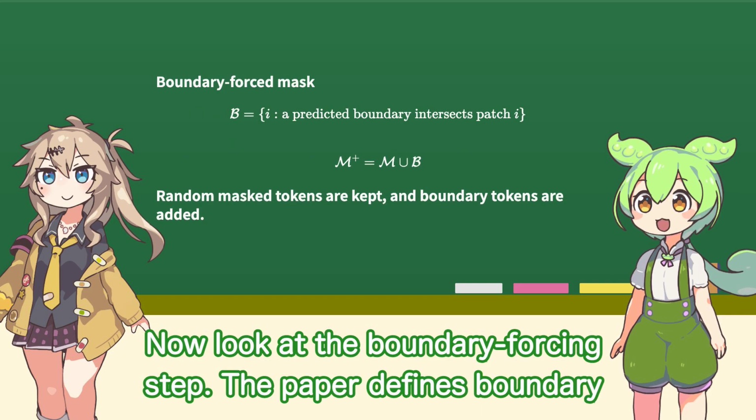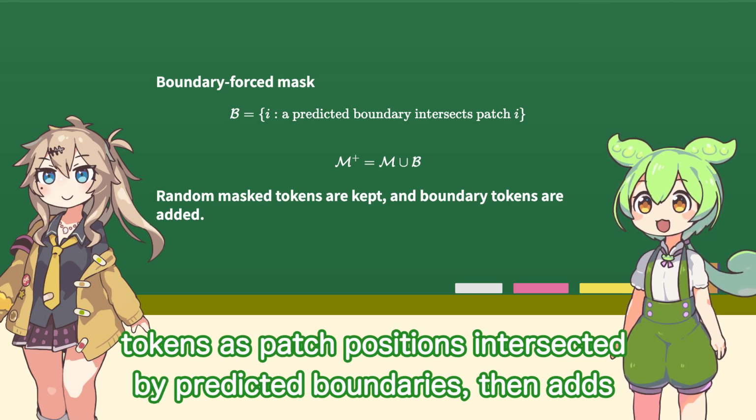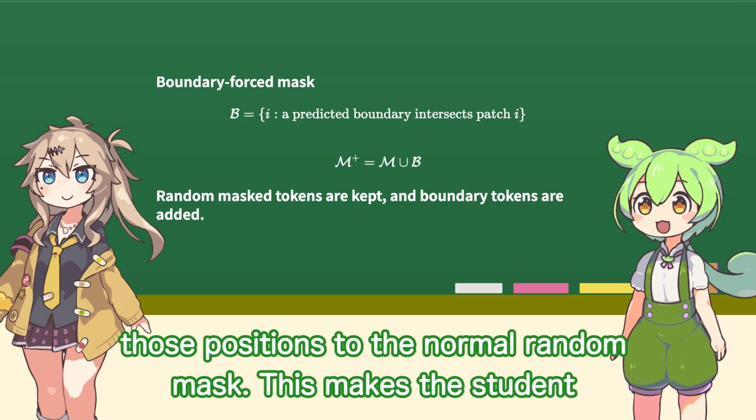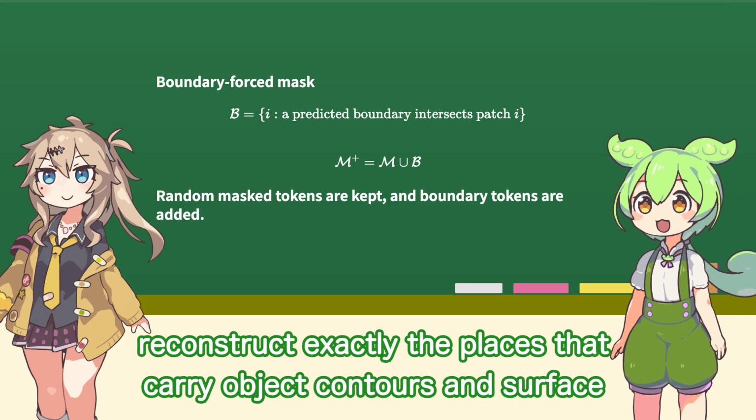Now look at the boundary forcing step. The paper defines boundary tokens as patch positions intersected by predicted boundaries, then adds those positions to the normal random mask. This makes the student reconstruct exactly the places that carry object contours and surface breaks.